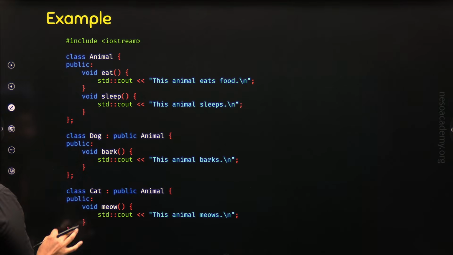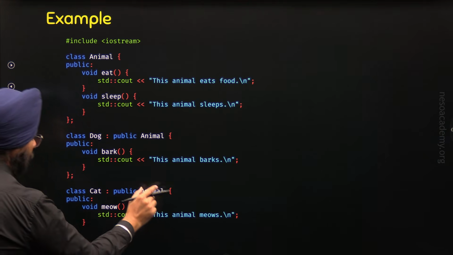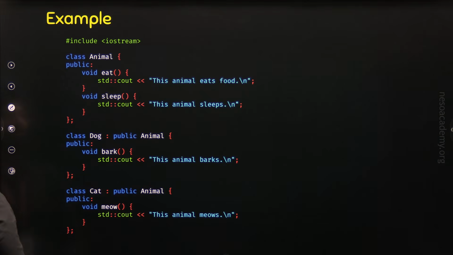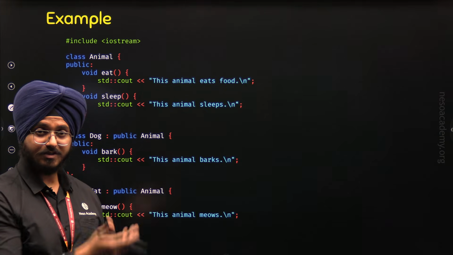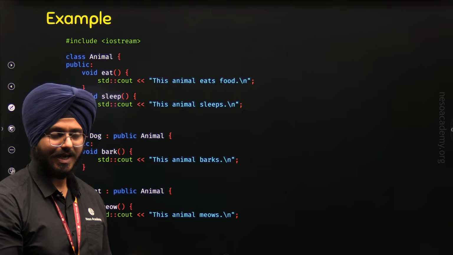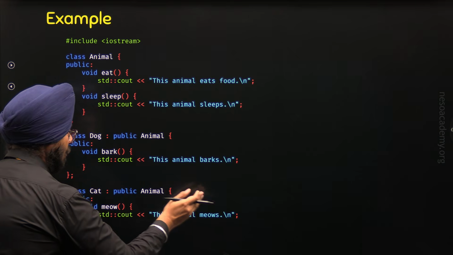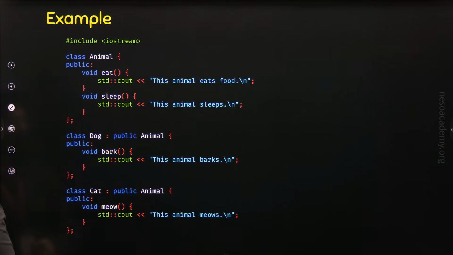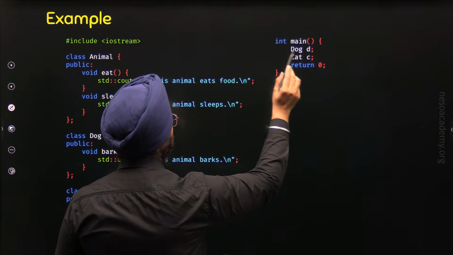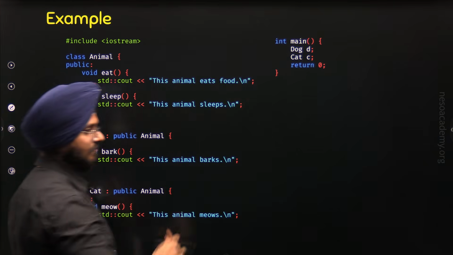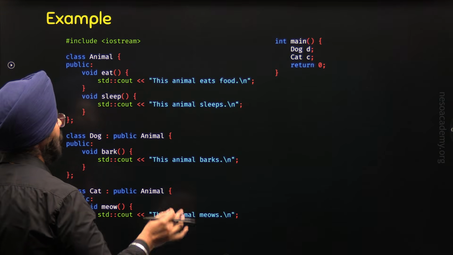Now after this, I have defined this class cat. This is also the derived class and it is inheriting from the class animal. Therefore, this class can also access these member functions. There is no need to define these member functions here. This is what code reusability is. Now here I have defined this public member function meow that allows us to display this animal meows. So this is the code we have. Now here is the main function where I have defined these two objects D and C of classes dog and cat respectively.